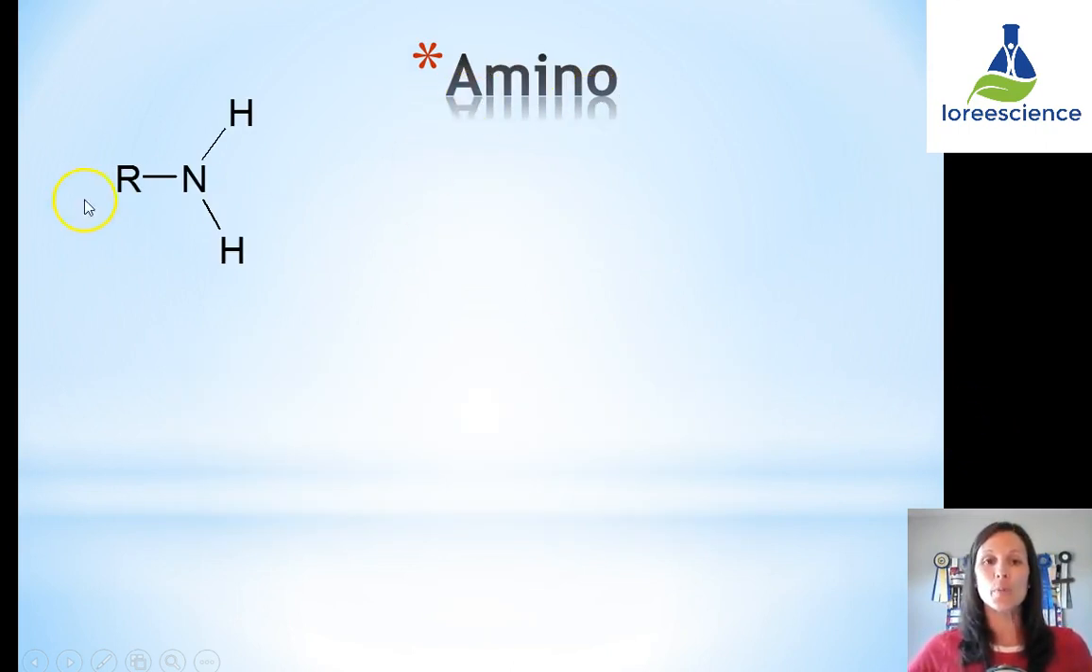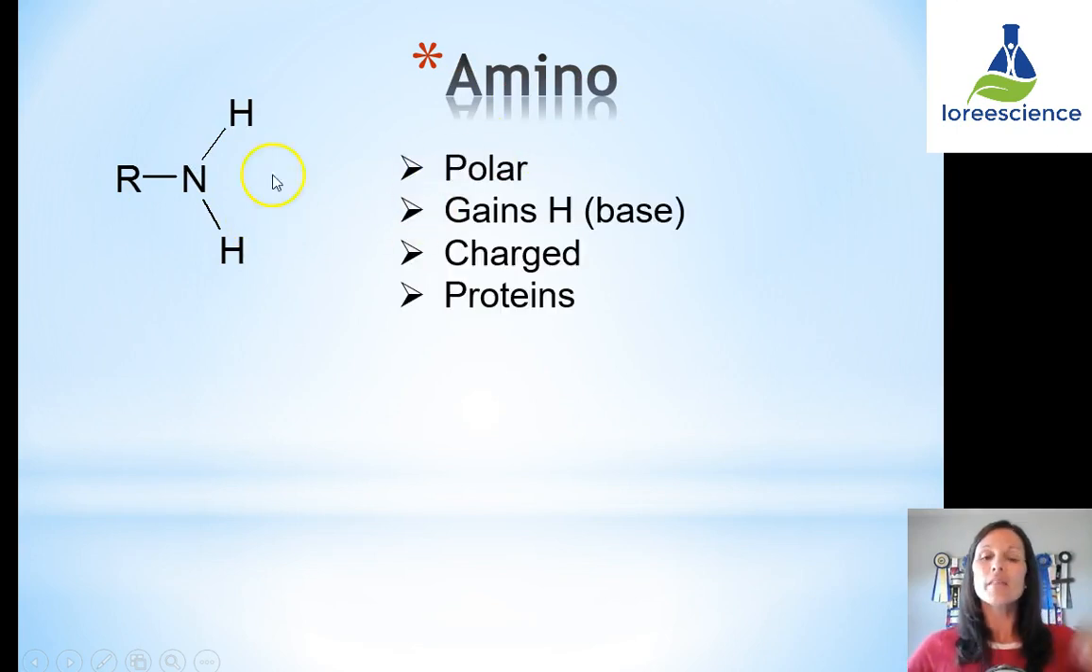The amino group, classified by the nitrogen and 2 hydrogens. This will also make a molecule polar, meaning it will dissolve in water, or this portion of the molecule. It has the ability to gain hydrogens or hydrogen ions, meaning that it has the property of a base. When it gains a hydrogen, it becomes positively charged. So most often, molecules with amino groups are positively charged.